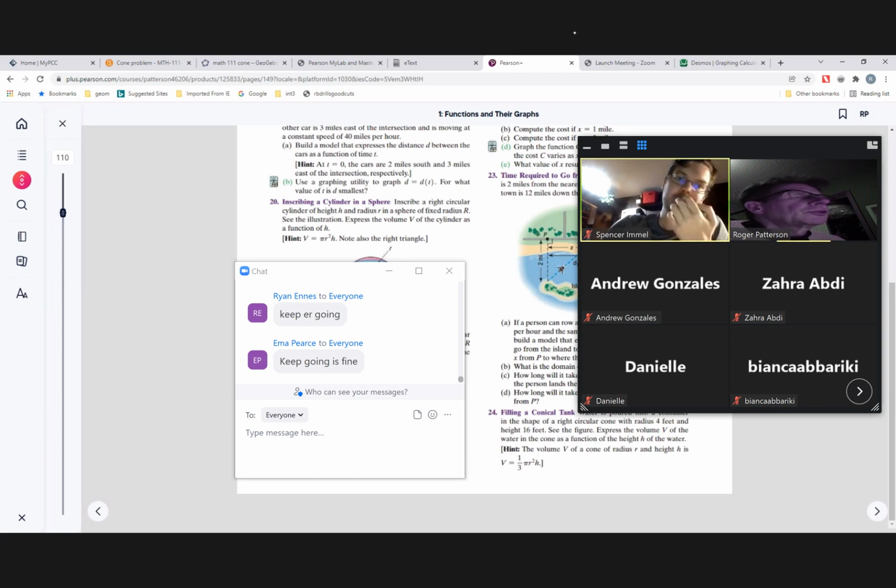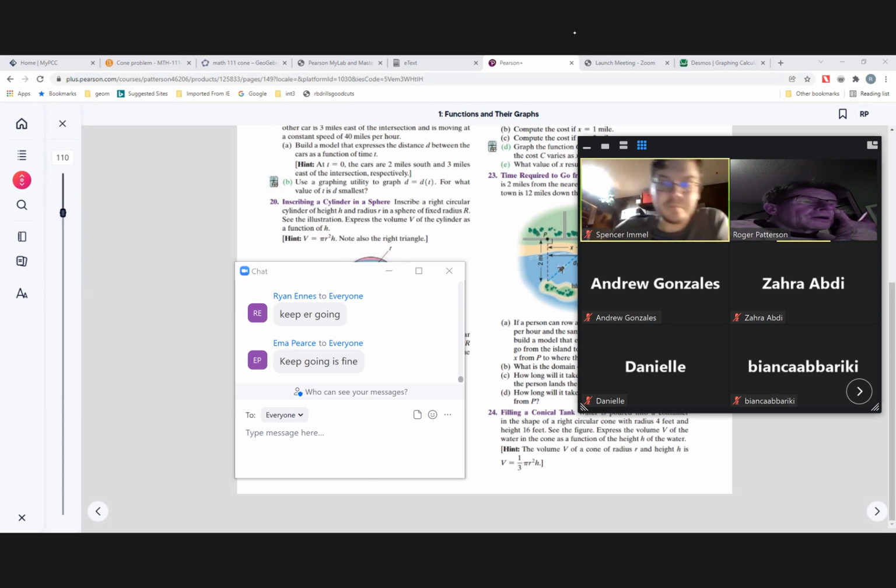All right. They talk about inscribing a cylinder in a cone. So here's what we have. It says inscribe a right circular cylinder of height h. So here's the cylinder inside. And the height of the cylinder is h. Here, let me see if I can annotate a little bit so you see what I'm talking about. So the height is h. That's the height of the cylinder.